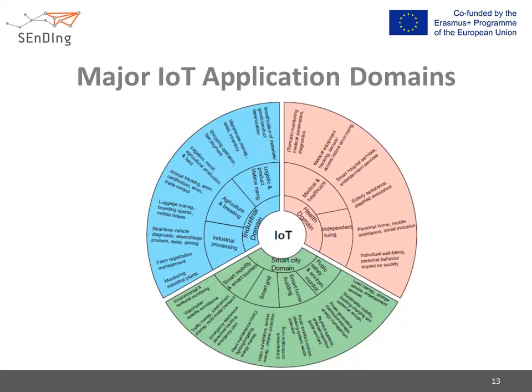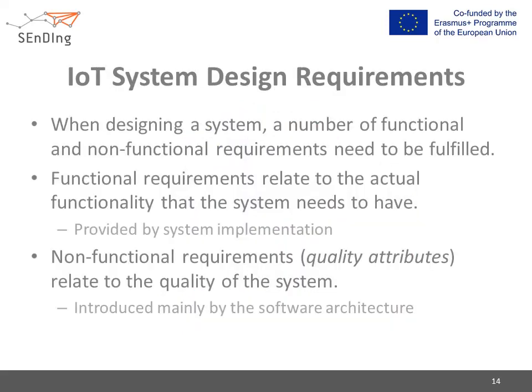When designing an IoT system, there are several functional and non-functional requirements that need to be fulfilled. The functional requirements relate to the actual functionality that the system to be developed needs to have, while the non-functional requirements, also known as quality attributes, relate to the quality of the system. While functionality is provided by the implementation of the system, the quality attributes are introduced in large part by the software architecture.